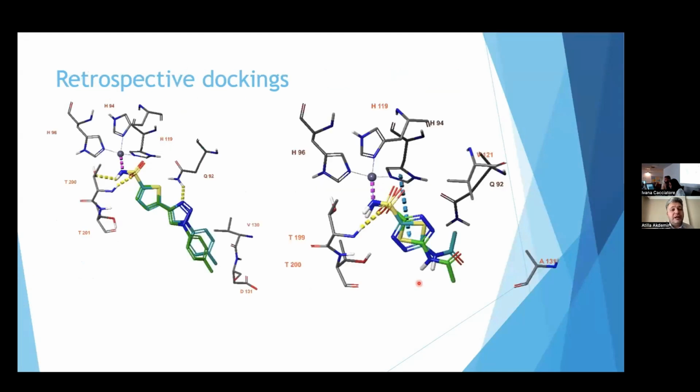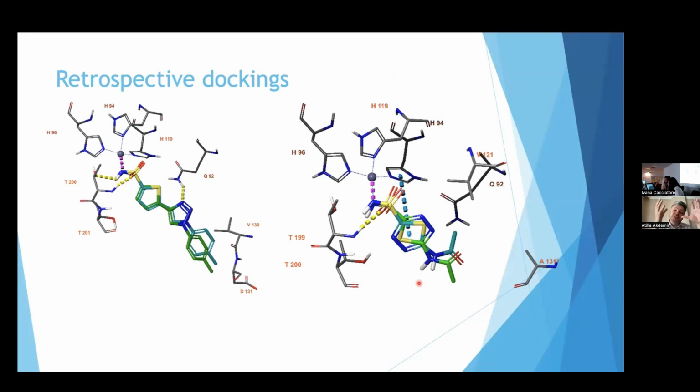So I'm now showing some of the results. These are the retrospective dockings. These are necessary before you start your docking procedures, because you need to be sure that your docking procedure is able to correctly predict the binding pose of a ligand. And for this, what we do is retrospective dockings.